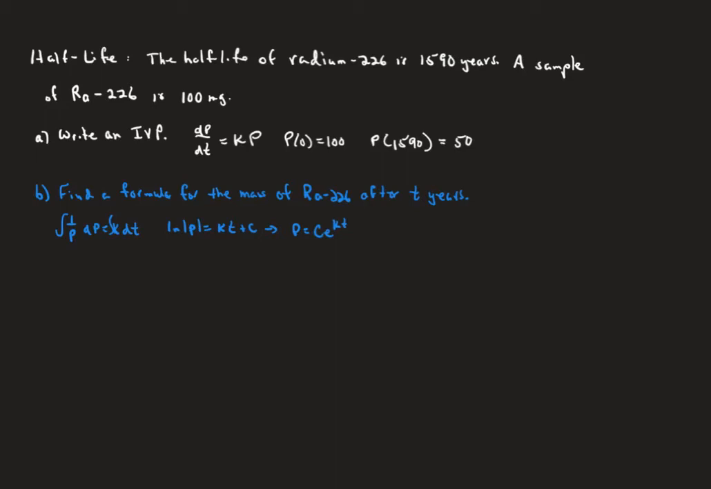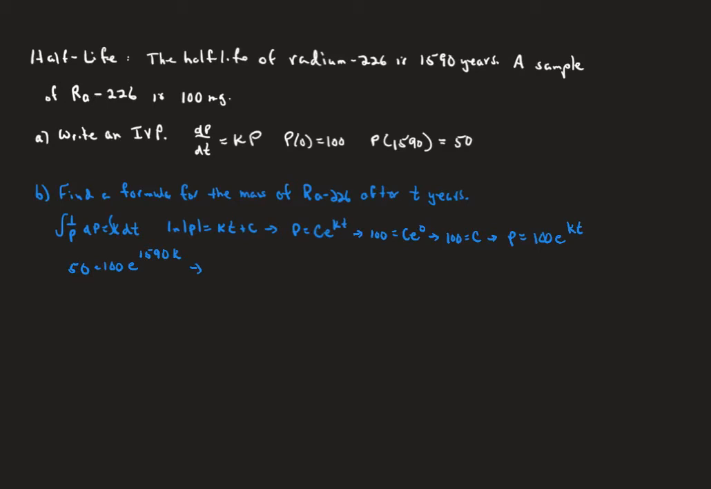So using the first one, P of 0 equals 100, we can say 100 is going to be Ce to the 0, and so that means that the C is going to be 100. So that leads us to P equal to 100 e to the kt. And we can then use the second initial condition and say that 50 will equal 100 e to the, and we don't know what k is, but we're going to use 1,590 as the value of t, because in 1,590 years, we're going to have half of what we started with.